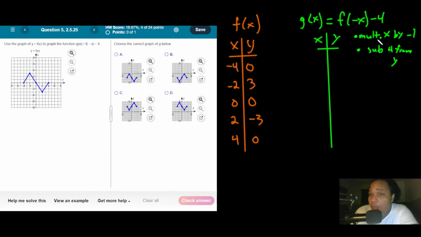Okay, so let's do it one step at a time. Let's go ahead and multiply all of our x's by -1. So -4 times -1 is 4. -2 times -1 is +2. Basically, we just changed the sign.